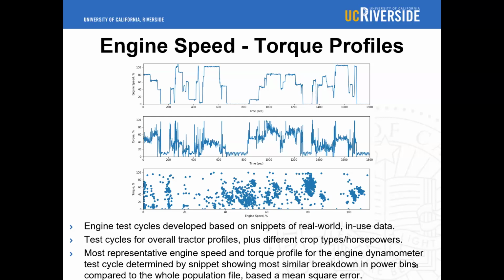We also developed speed and torque cycles or profiles for each of the different categories in terms of field and row crops and by the different horsepower categories. So 6 individual cycles were developed as part of this as well.